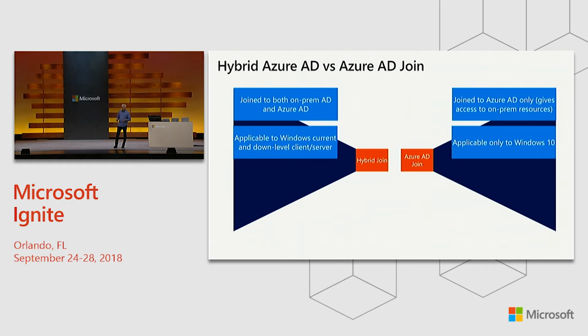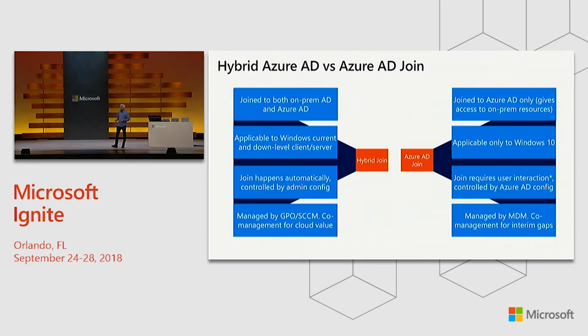I think this is just a recap. I'll see if there's anything key to call out here. The key thing to call out here is really about the management part, right? Because with hybrid Azure AD join, typically your management platform is something like System Center Configuration Manager or a third party, but it's something which is targeted towards classic desktop management. And if you're talking about Azure AD join, we talk about modern management using MDM providers like Intune and other third parties.